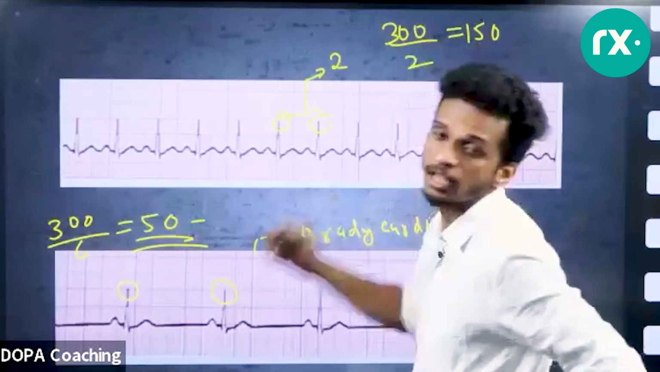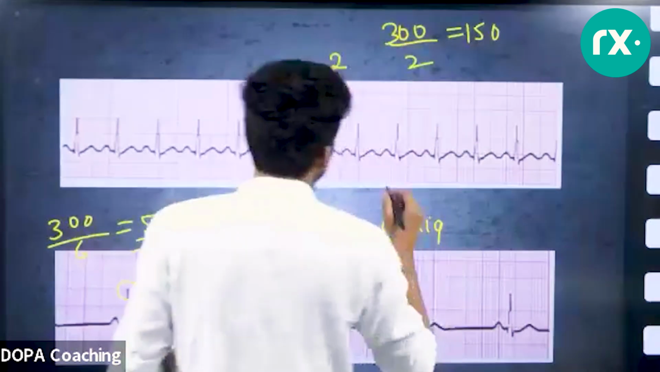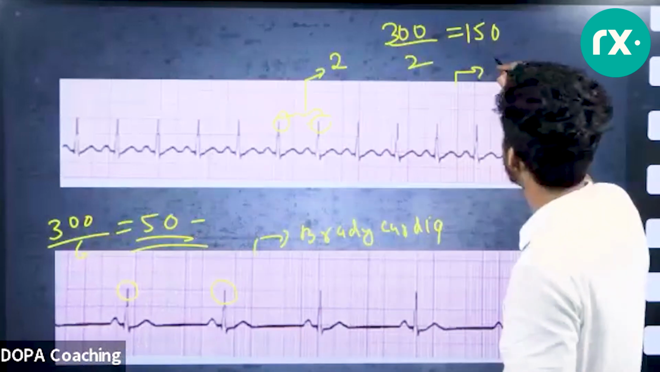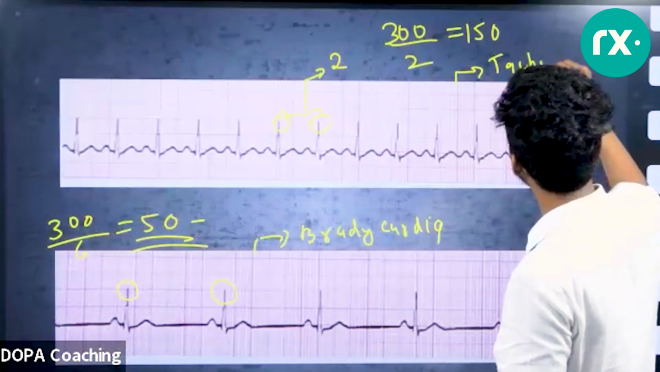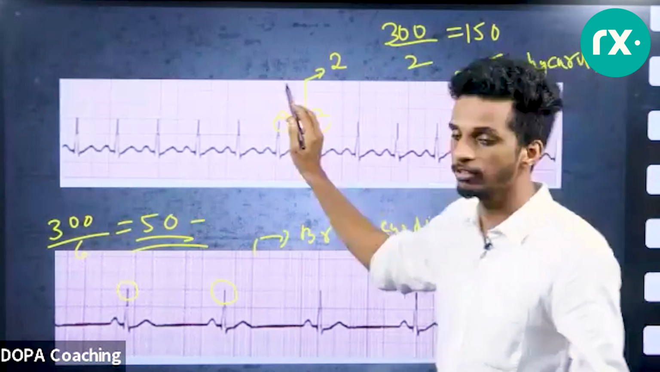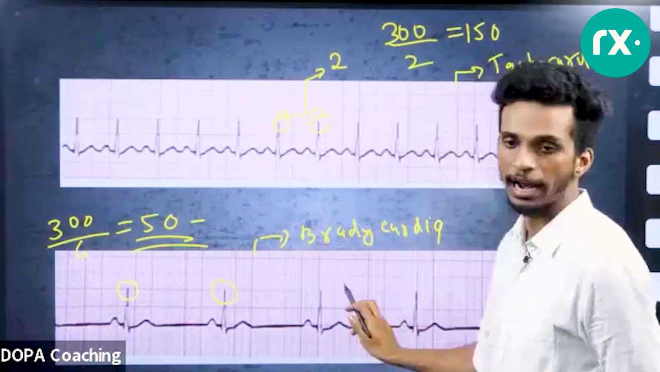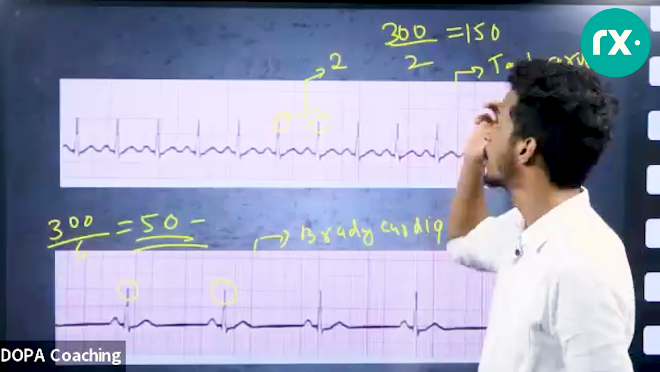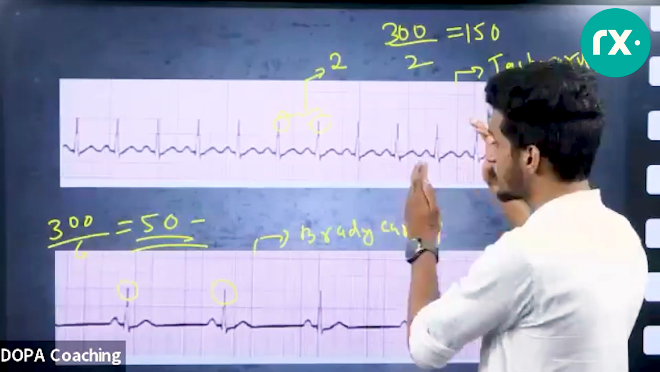And we know that 150 is more than 100. And if it is more than 100, we can say that the heart rate of this ECG is in tachycardia. So this is an ECG with tachycardia. This is an ECG with bradycardia. I hope it's pretty clear. So by looking at it, this is how we calculate.